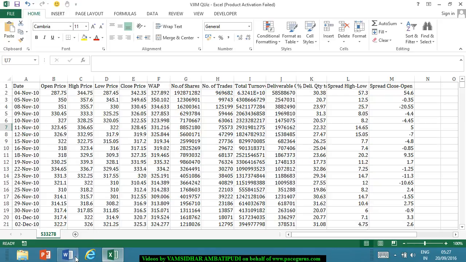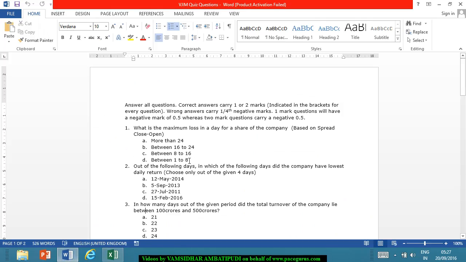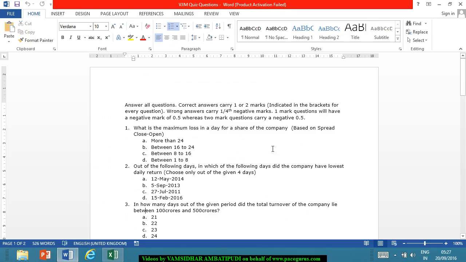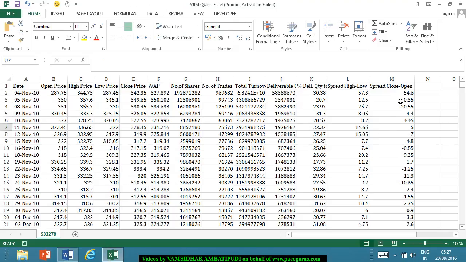So let me try to solve these questions one by one. What is the maximum loss in a day per the share of a company? So this we are based on close minus open spread. So I want to find out what is the maximum loss, which is as good as getting the least value out of this. That is the maximum loss.